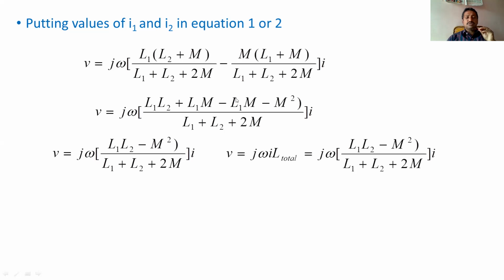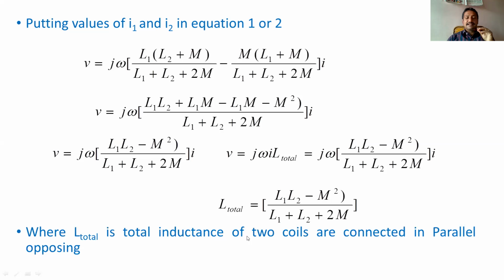V total is equal to j omega I into L total. J omega gets cancelled, I gets cancelled. L total is equal to L1 L2 minus M square by L1 plus L2 plus 2M. This is the equivalent inductance of two coils connected in parallel.